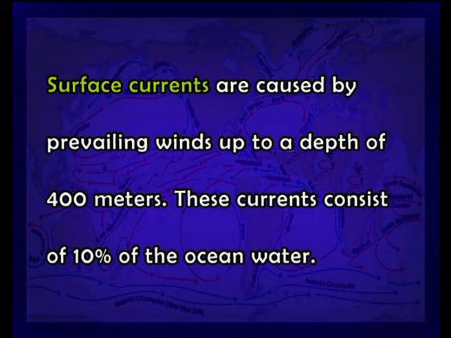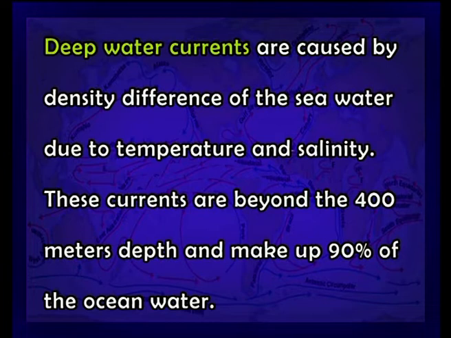Surface currents are caused by prevailing winds up to a depth of 400 meters. These currents consist of 10% of the ocean water. The deep water currents are caused by density differences of the seawater due to temperature and salinity. These currents are beyond the 400 meters depth and make up 90% of the ocean water. So, let us discuss in detail.